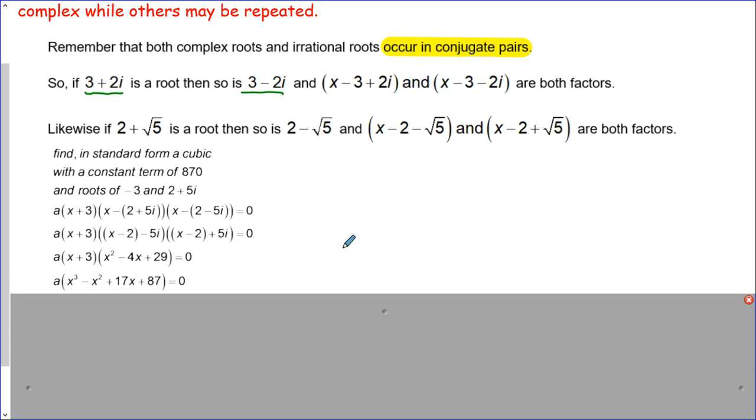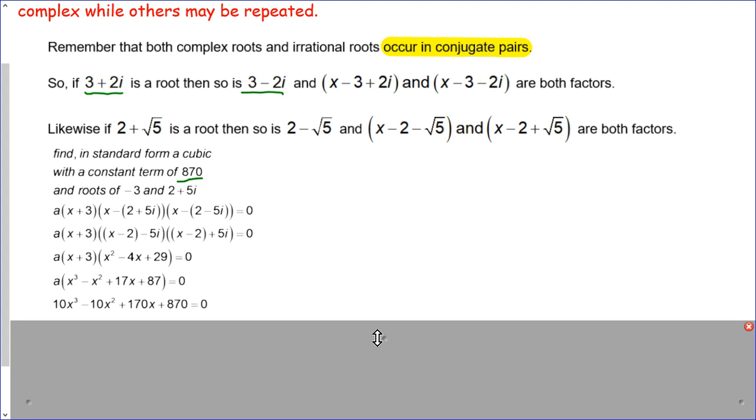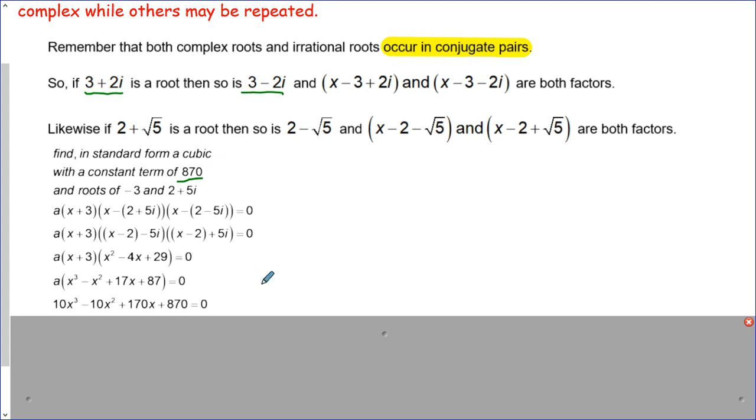We multiply that out, and now we're very, very close to the end. The question asks that we have a constant term of 870. The only way we're going to get that is if a is 10, and there we go. And if you go and solve this on your Casio calculator using the solve option 4 for a cubic, you'll see that in fact these are the roots that we get. We get minus 3, we get 2 plus 5i, and we get 2 minus 5i. And that should give you a warm, fuzzy feeling inside.